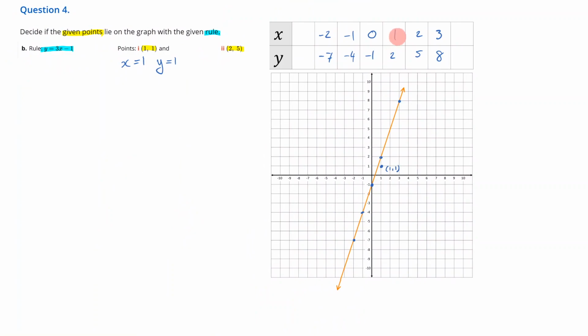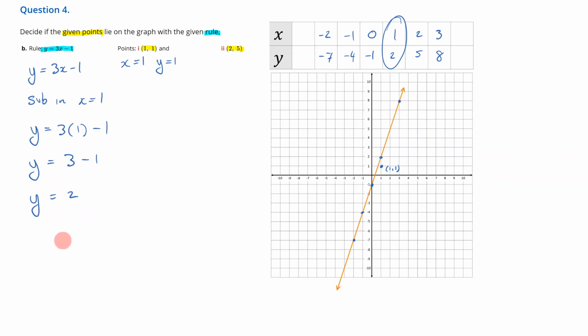You can see looking at our table of values that when I put 1 in, I get 2 out. So I know that this doesn't work because it's saying when I put 1 in, I get 1 out. The way that you check this is you say, all right, sub in x is equal to 1. And remember the rule, we're subbing it into the rule y equals 3x minus 1. Y is equal to 3, I put a 1 in there, minus 1 from it. Y is equal to 3 minus 1. Y is equal to 2. So that means when I put 1 in, I get 2 out.